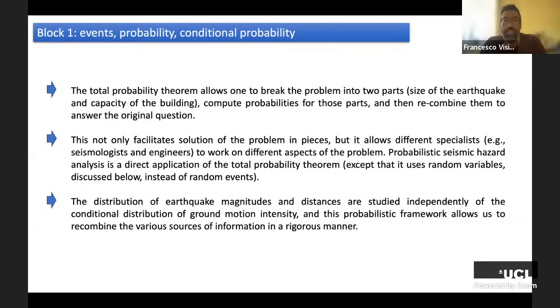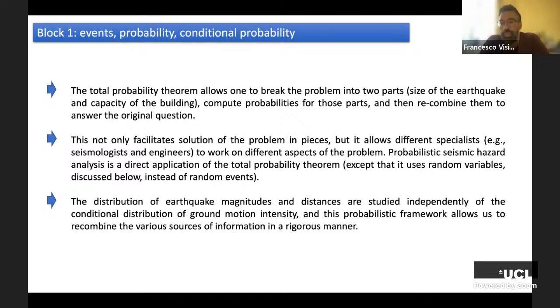For example, in this case, the size of the earthquake and the capacity of the building, and compute probabilities for those parts. Then at the end, we can recombine them to answer the original question. I hope you can note that this not only facilitates the solution of a problem because we split it into many pieces, but it allows different specialists, as, for example, in this case, seismologists and engineers, to work on different aspects of the problem.